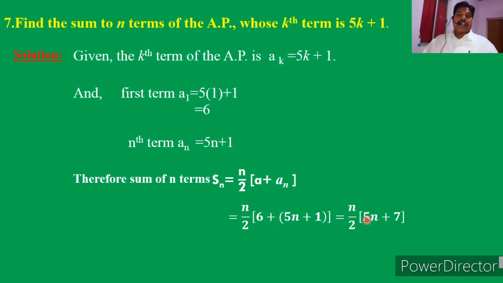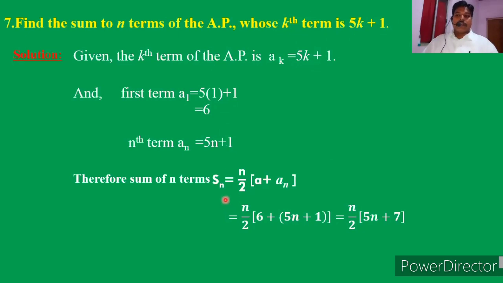So see students once again, what is the question? They have given one term in the arithmetic progression. Generally they will give you an, but here they have given the kth term. Ak is equal to 5k plus 1. In the place of k, if you take k is equal to 1, you will get the first term. K is equal to 2, you will get the second term. K is equal to 3, the third term, and then the fourth term. If k is equal to n, you will get the nth term. So first term you already know, and the nth term you also know.